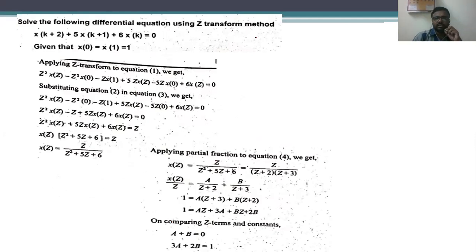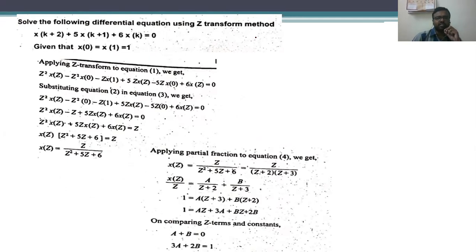So here is the statement of the problem. Solve the following difference equation using z transform, that is x of k plus 2, plus 5 into x of k plus 1, plus 6 into x of k is equal to 0, with the initial conditions given as x of 0 and x of 1 both being 1. Both initial condition values are assumed to be unity. Without any delay, try to solve this problem.